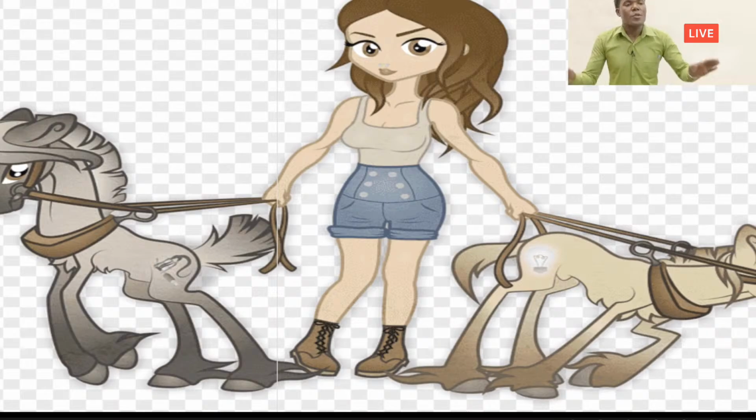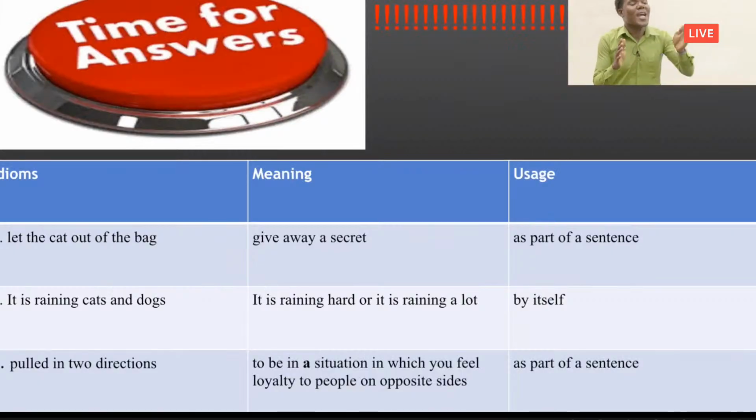Good. Yes. So let's get the answers, Nayoka. Good. Time for answers. Idioms. In the first one, where you see the closed bag on one side and the open bag on the other side, the first one is let the cat out of the bag. That means to give away a secret.